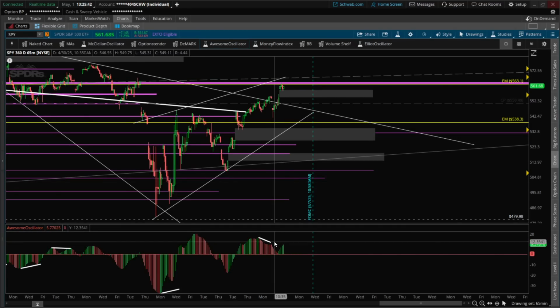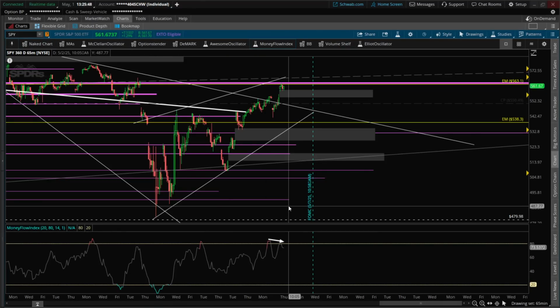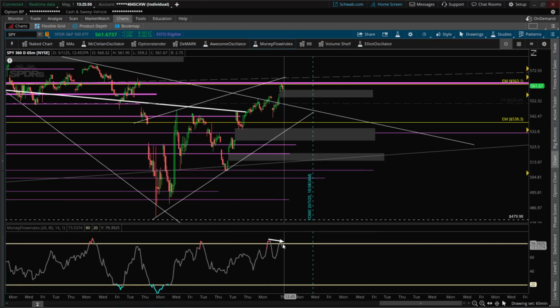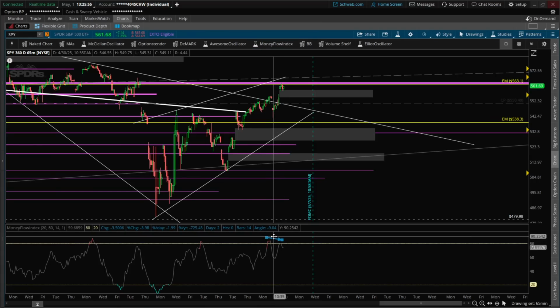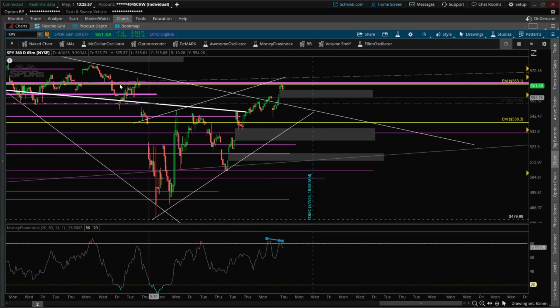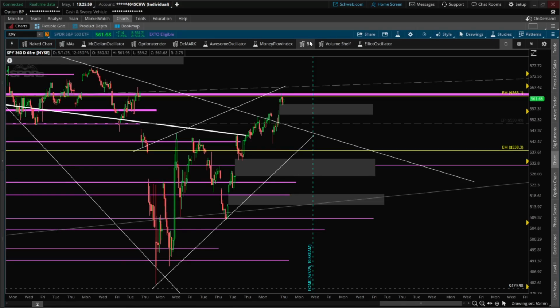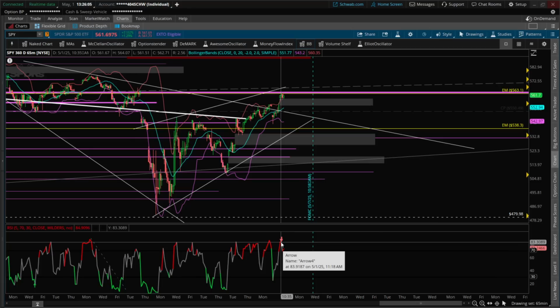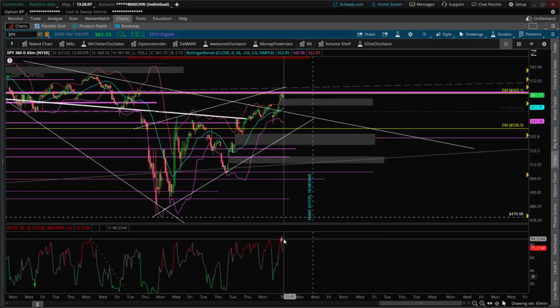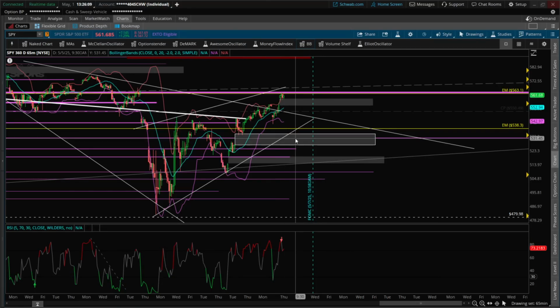Awesome Oscillator: negative divergence. Uh-oh. Money flow: negative divergence, back in overbought territory with divergence. That's a sell signal. Bollinger Band: well inside that Bollinger Band with negative divergence, with overbought conditions. That's a sell signal.